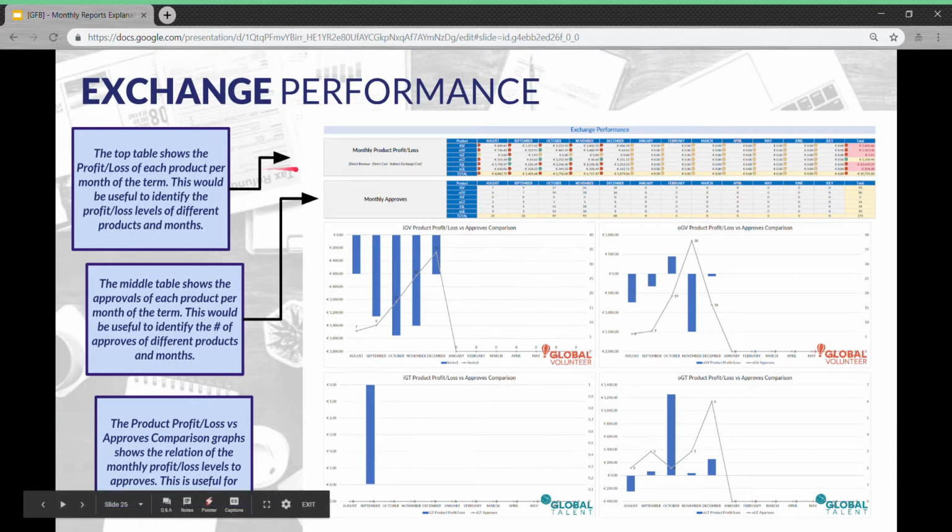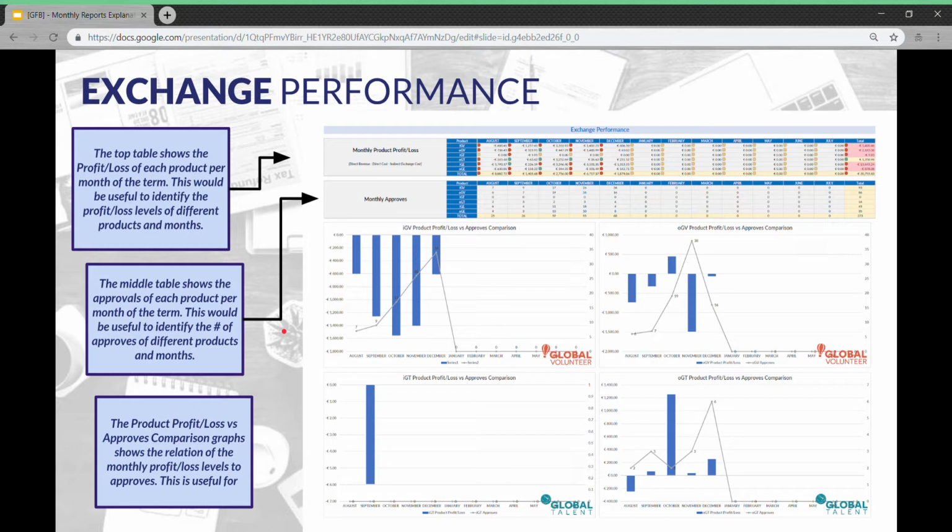So the top table shows the profit loss of each product per month of the term. This would be useful to identify the profit loss levels of different products and months. So for this one, this is more on monthly product profit and loss. Now, as you can see, I did not put any specific warning of if it is calculated on per annual amounts, because this is a monthly product profit loss. Middle table shows the approvals of each product per month of the term. This would be useful to identify the number of approves of different products and months.